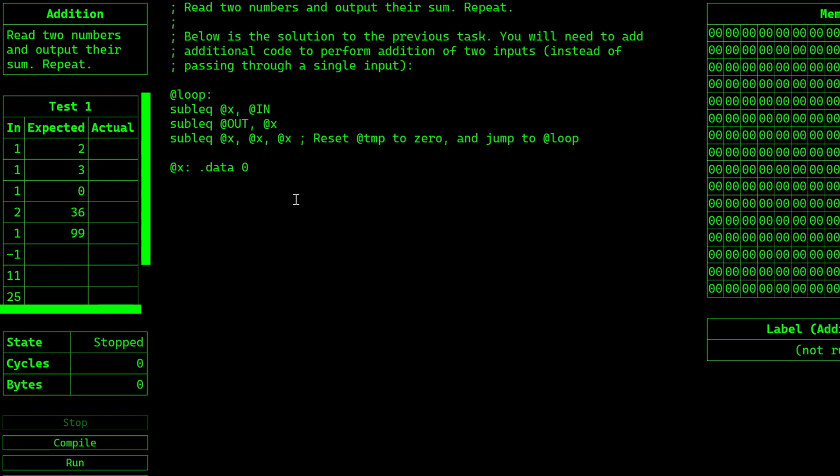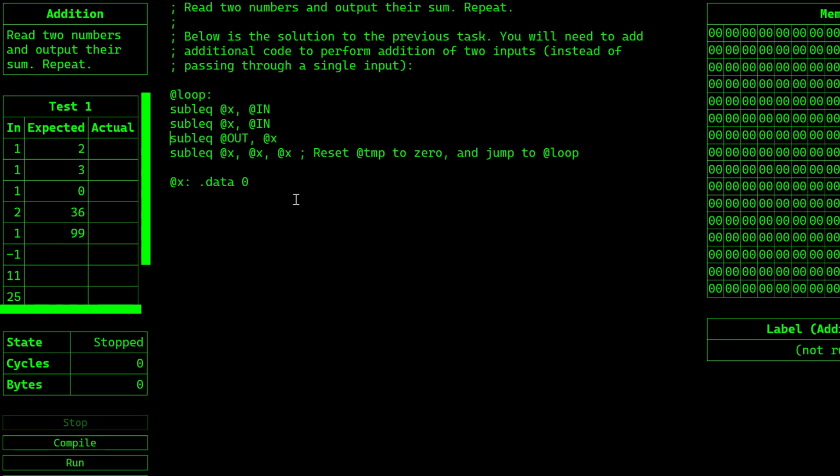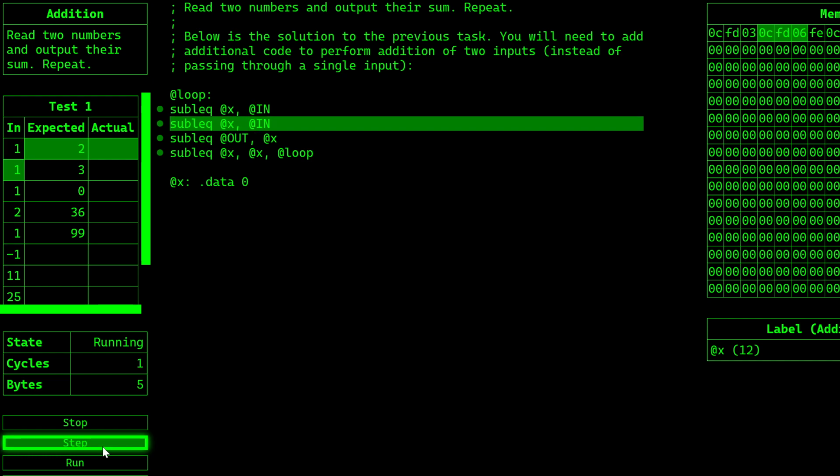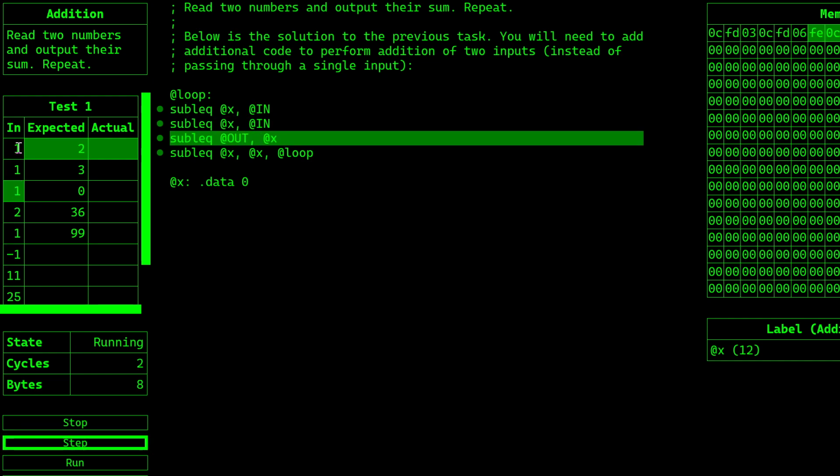So subtract from X, add in, and then just do that again, right? Take that and write it to out. Oops. I don't need any stinking comments. This seems correct, yeah? Yeah, okay, so if I say compile, step, what is this all about?